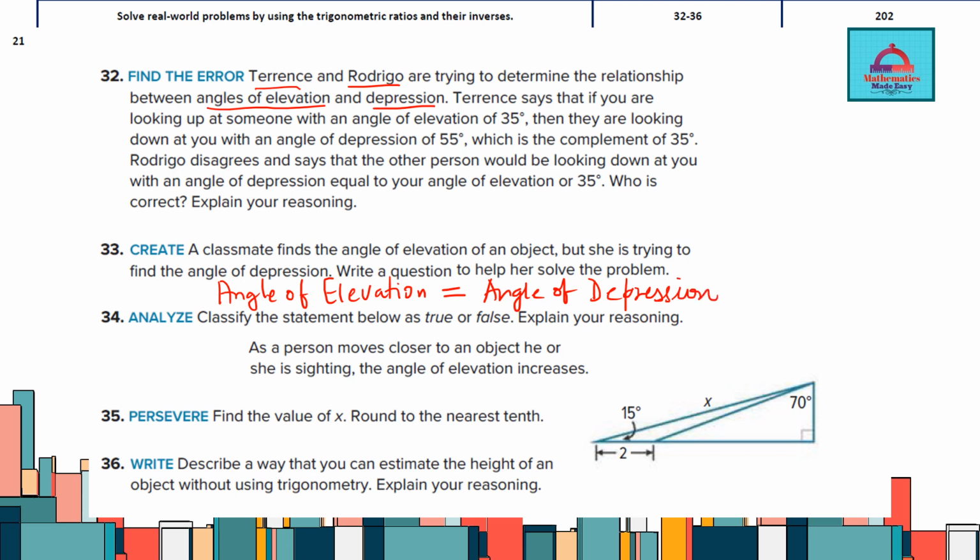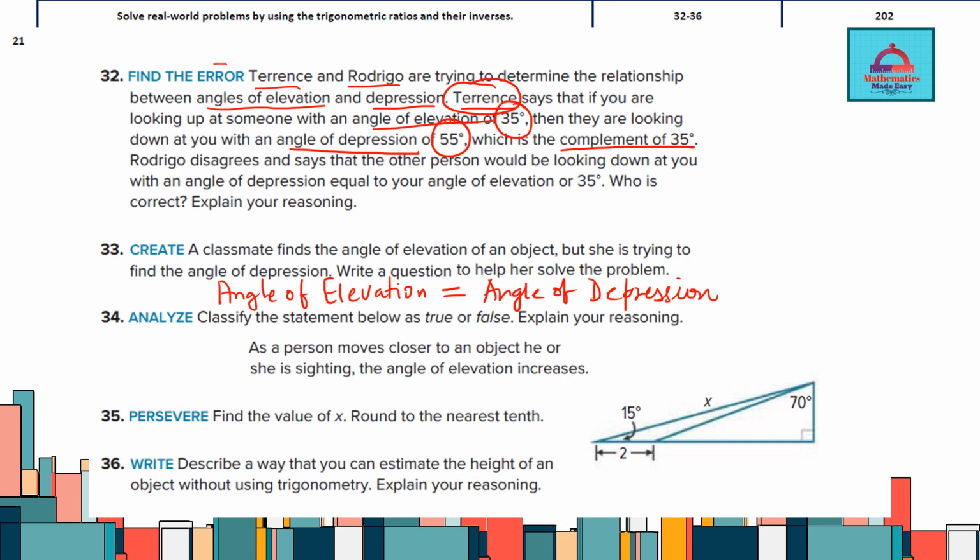This is the relationship that both the angles are equal. So this guy Terence says that if you're looking up at someone at an angle of elevation, so when you're looking up, you always have angle of elevation. When you're looking down, you have an angle of depression. So he's saying that both the angles are complementary. That means if one angle is 35, the other is 90 minus 35, which is 55, which is complement of 35. So this is what Terence says, which is completely wrong.